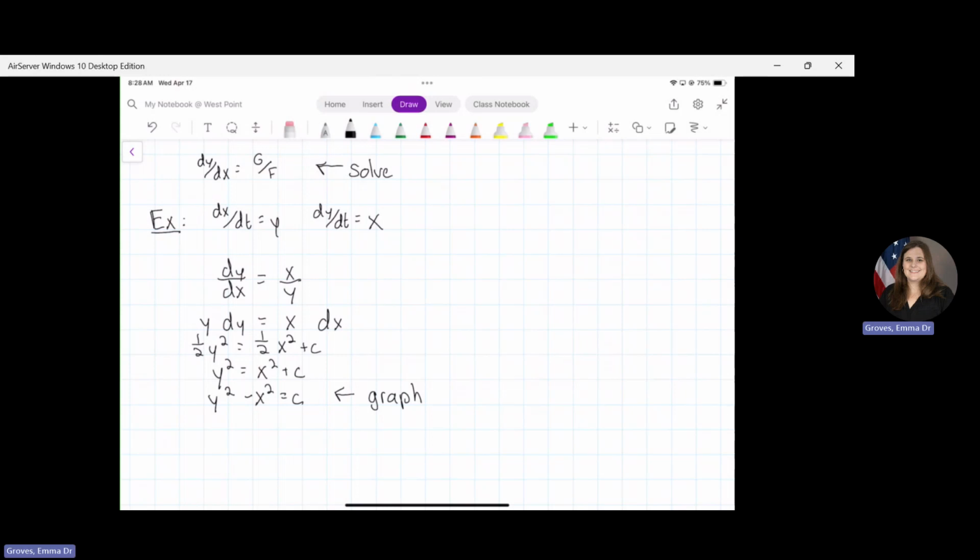Does anybody happen to know what this graph looks like? It's not a circle. It would be if it was a plus. Nope, not an ellipse. Still a plus. It's a hyperbola. Or hyperbola or hyperbolic paraboloid. I can't remember the difference.